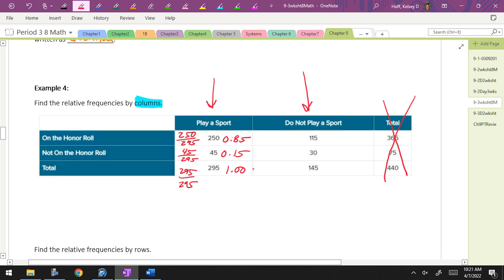Here's an easy thing you can check. These two decimals should equal 1, even with rounding, because this is part of them and this is the other part. Does that make sense? So 0.85 plus 0.15, yes, equals 1. Do not play a sport on your own. Find those three relative frequencies for me.